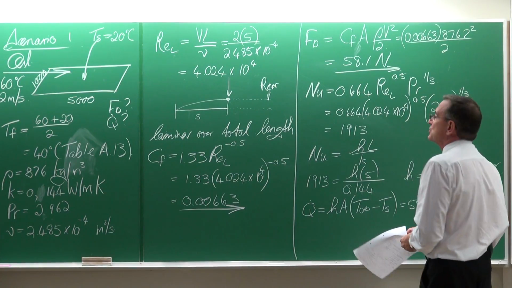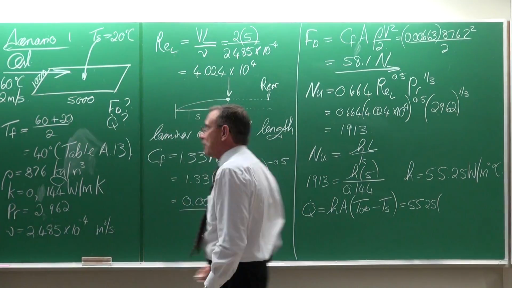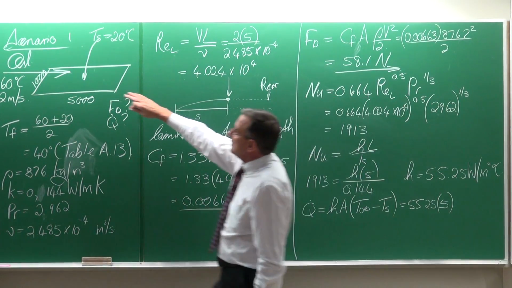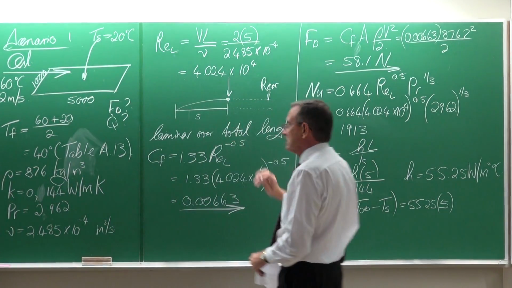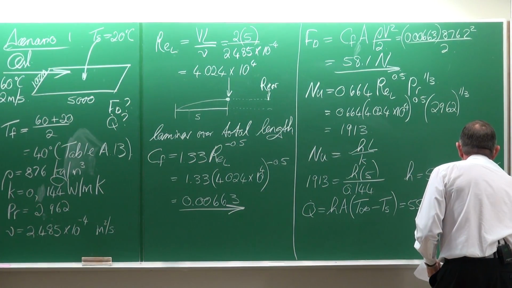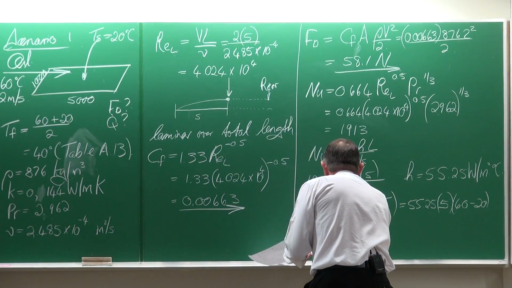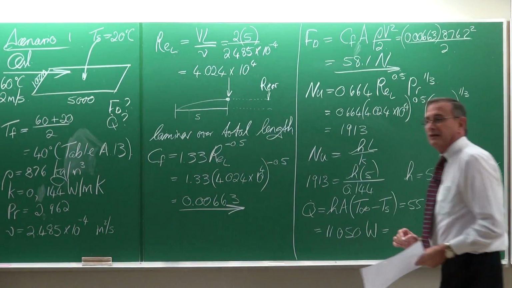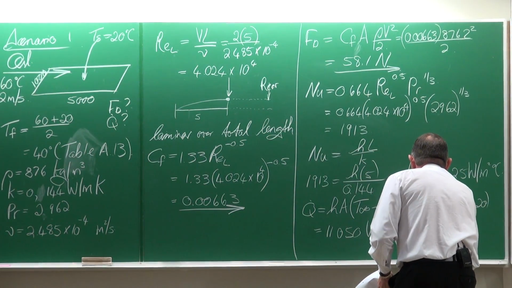The heat transfer coefficient is equal to 55.25. The surface area for heat transfer is equal to 5 meters multiplied by 1, so it's 5. He didn't say in the problem that the oil flows over both sides of the plate, so it's one side only, and the temperature difference is 60 minus 20. That gives us a heat transfer rate of 11,050 watts. That's not an engineering answer. An engineering answer is 11.1 kilowatts.